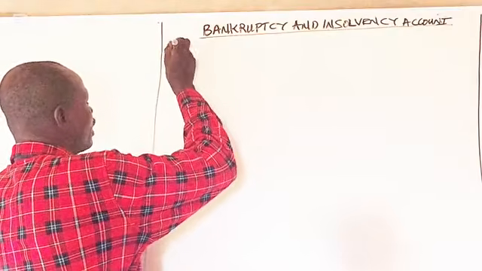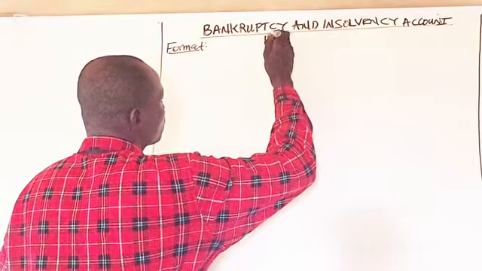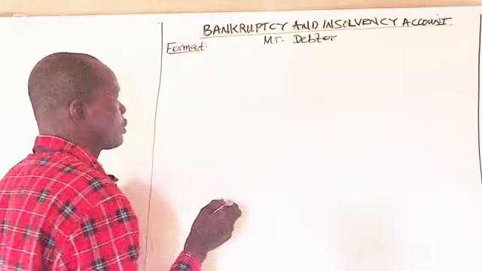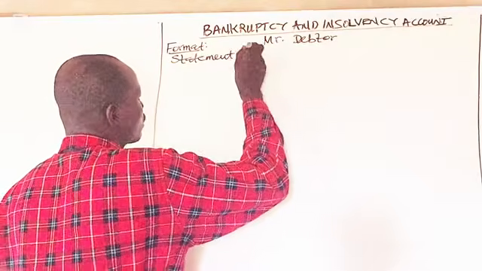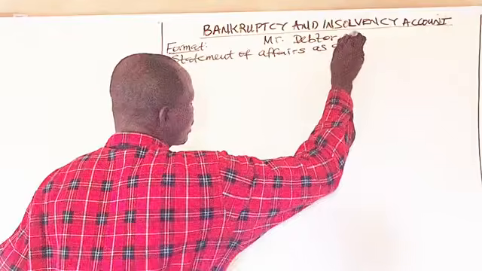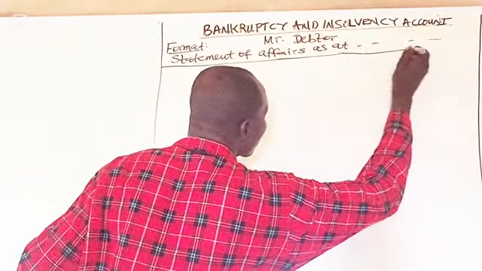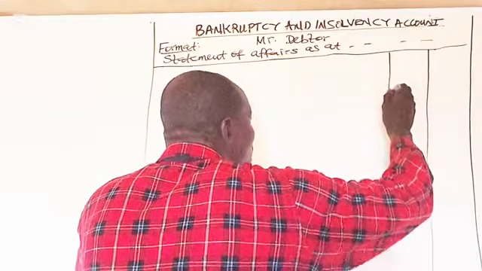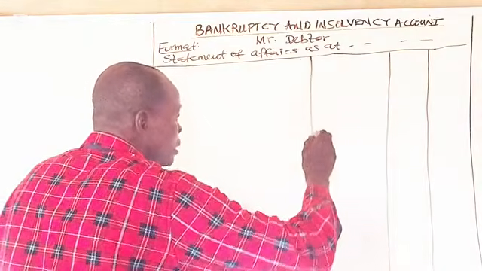Format of statement of affairs. Let's have Mr. Debtor. Mr. Debtor, that is the name of the bankrupt. Statement of affairs as at whatever date you have in the question. Then this is for particulars.